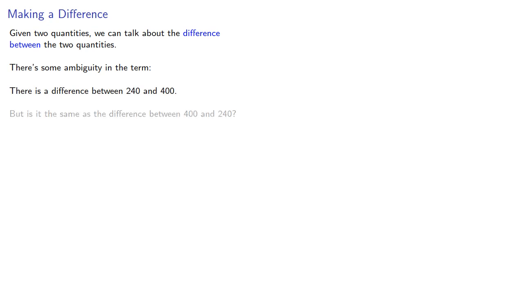Given two quantities, we can talk about the difference between the two quantities. There's some ambiguity in the term. There is a difference between 240 and 400, but is it the same as the difference between 400 and 240?